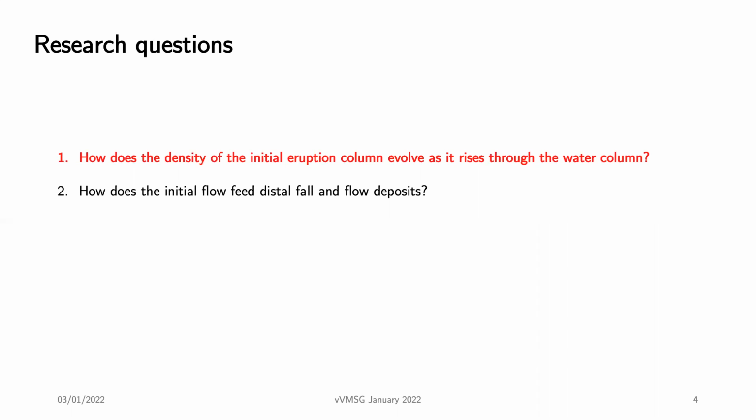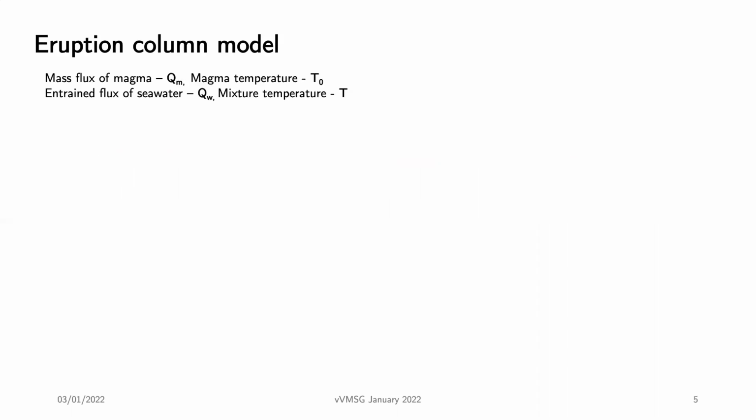So focusing in on our first question. To investigate this, we're going to build a model for the initial eruption column. And to do this, we'll consider a mass flux of erupted fragmented magma Qm with a temperature T0, which mixes with a mass of seawater Qw to form a mixture of pyroclast and seawater with a bulk temperature T.